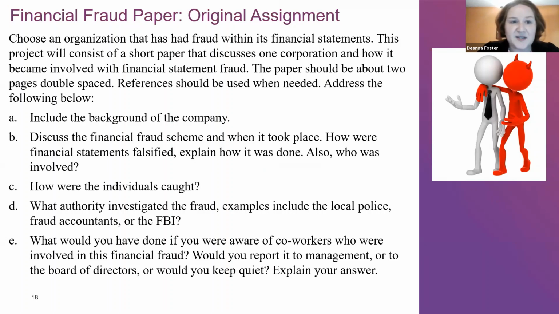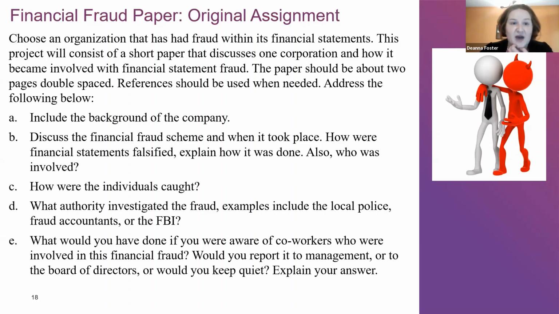What I asked them to do is find a financial statement fraud from an organization and tell me about it. So tell me about the background of the company, when the fraud took place, how the financial statements were falsified, how it was done, explain who was involved, and then tell me about the investigation. So who investigated it, how were they caught, and then lastly, this is where we get into that ethics piece. If you were aware of any of your coworkers, as a student, doing this, what would you do? Would you report it? Who would you report it to?